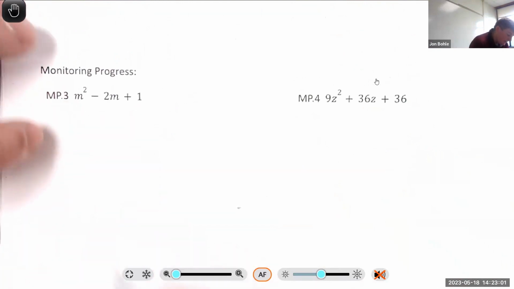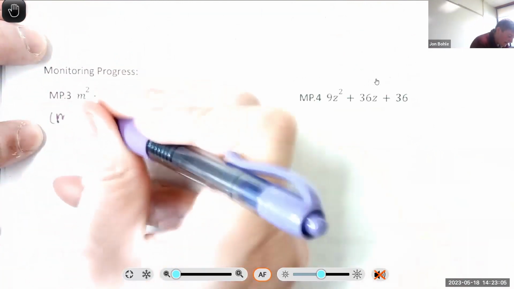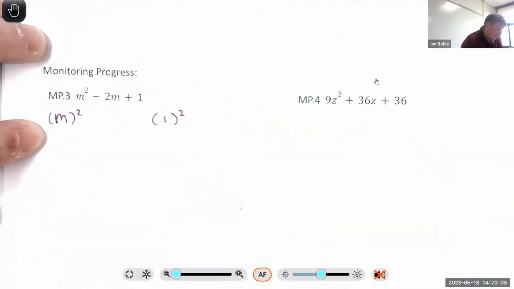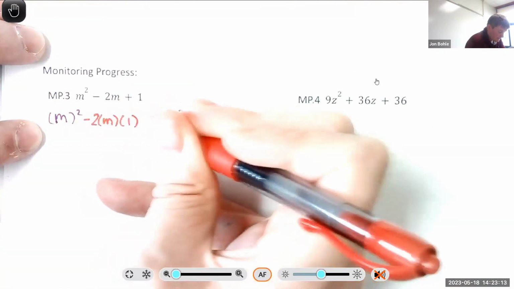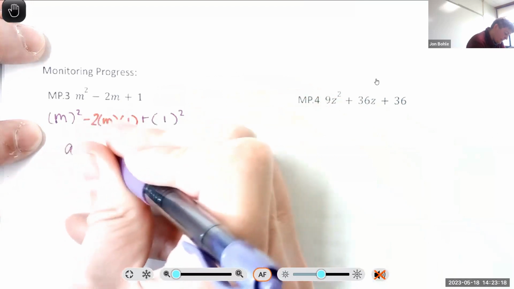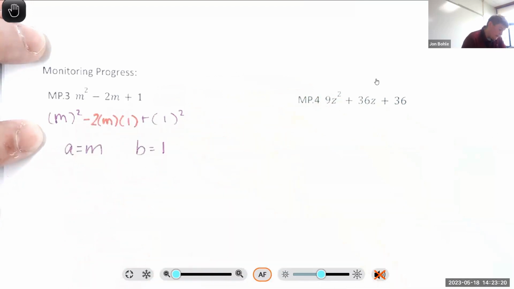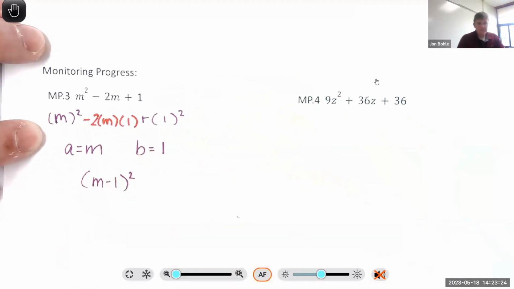Okay, this one is a perfect square trinomial, because if I square m, I get m squared. And if I square 1, I get 1. And the middle is 2 times m times 1. Since it is, that means my a value is m and my b value is 1. So this factors into m minus 1 squared.